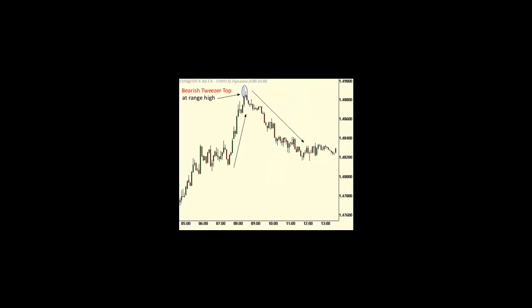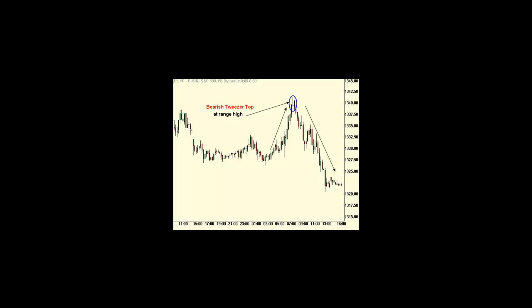Here is a practical example of a forex pair in a bearish tweezer pattern showing itself after a substantial run up to a range high on a 5-minute intraday chart. Here is a practical example of an ES index futures bearish tweezer pattern showing itself after a solid rise to a range high on a 15-minute intraday chart.